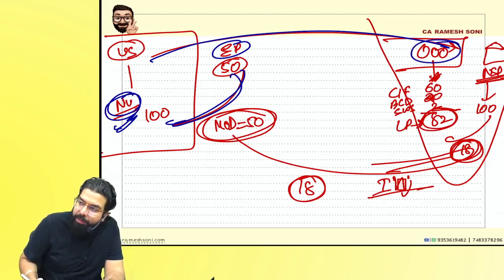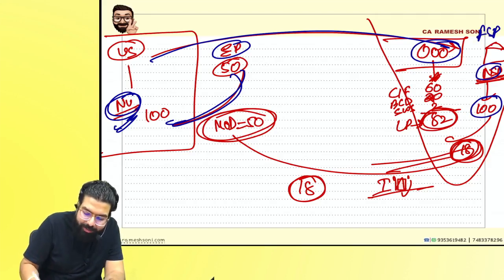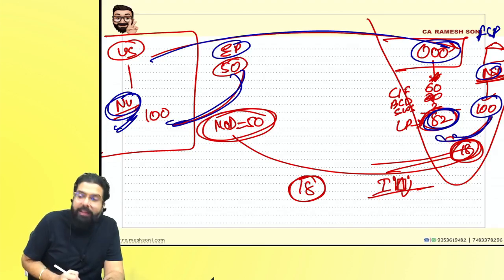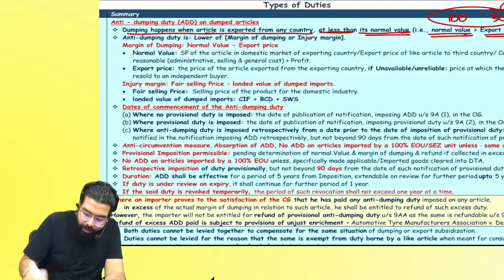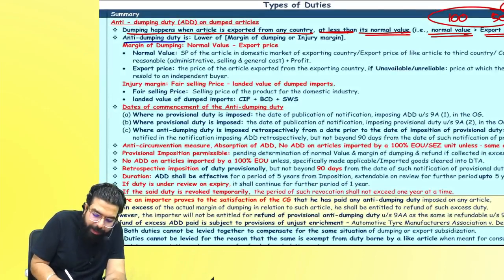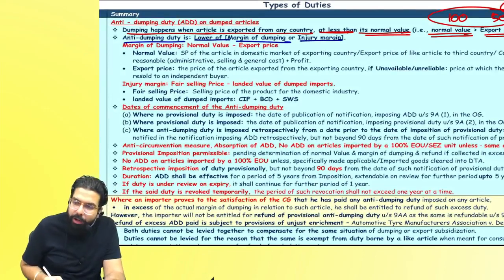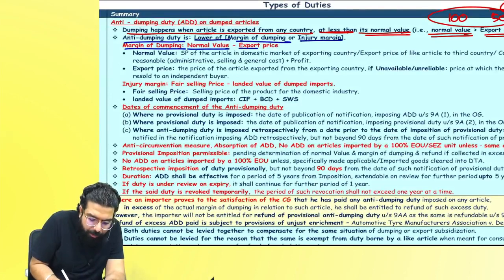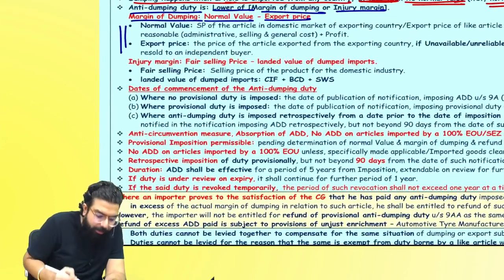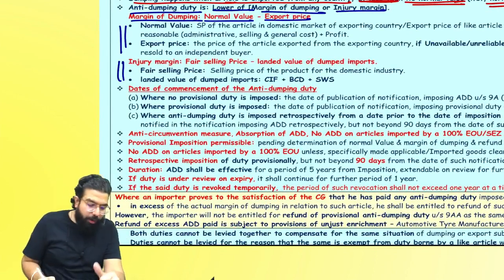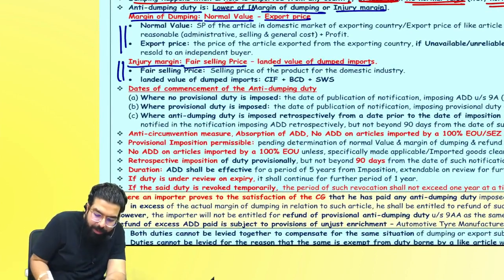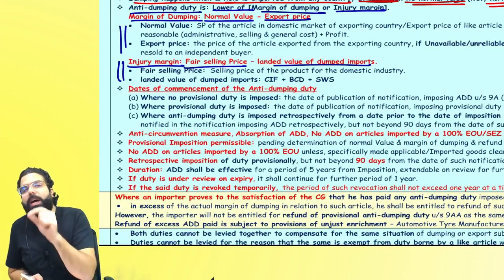In India, the goods have come. In India, the normal selling price of those goods, the fair selling price, is 100. And sir, those goods have landed at 82. Whatever the differential is the injury margin. Always remember one thing, they will charge anti-dumping duty which is the lower of margin of dumping or injury margin. Margin of dumping means normal value minus the export price, which I have written over here. Injury margin also has been written. Injury margin is what, everyone? Always remember, fair selling price minus the landed value of the dumped goods.